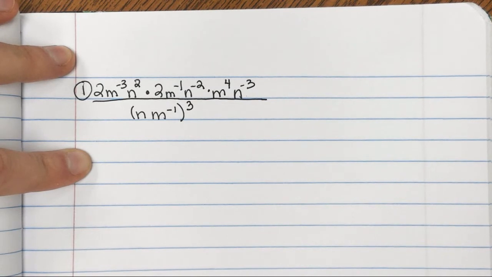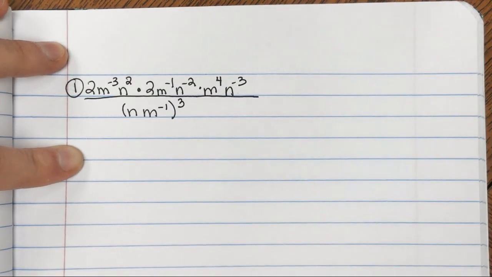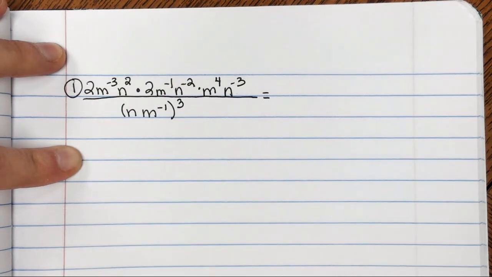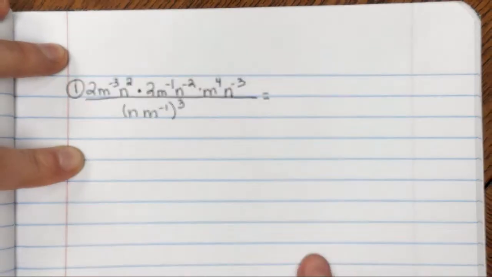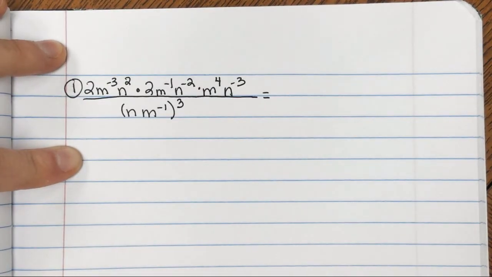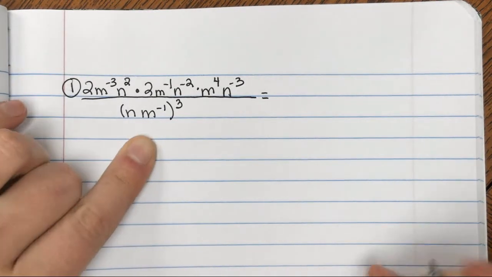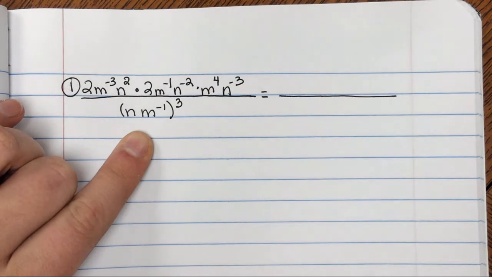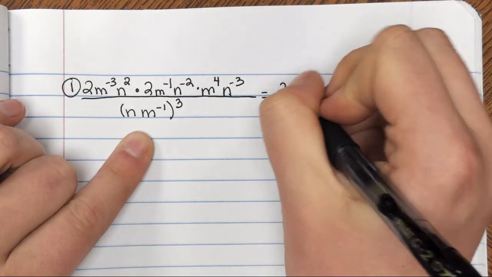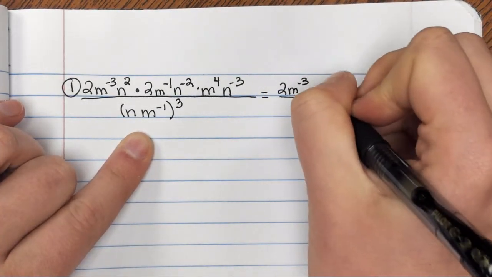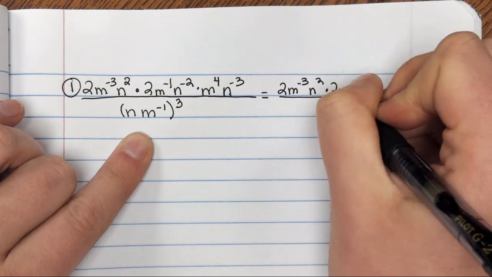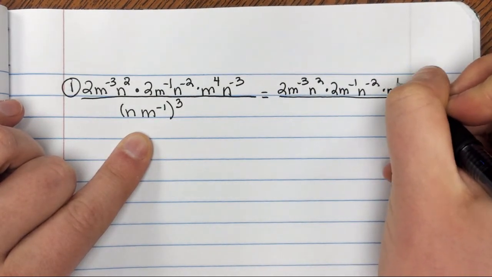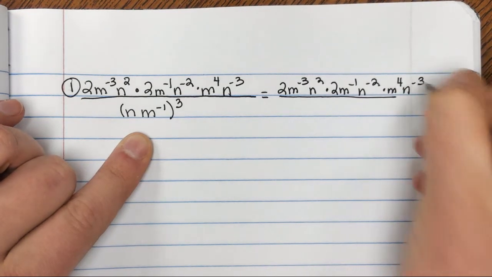There's lots of ways to go about simplifying this. I'm going to start in the denominator and get rid of those parentheses. You could start in the numerator and reorganize. It's totally up to you. But again, I'm going to start simplifying the denominator as much as possible. So I'm going to copy the numerator exactly the way I see it. 2m to the negative 3 n to the second times 2m to the negative 1 n to the negative 2 times m to the 4th n to the negative 3.